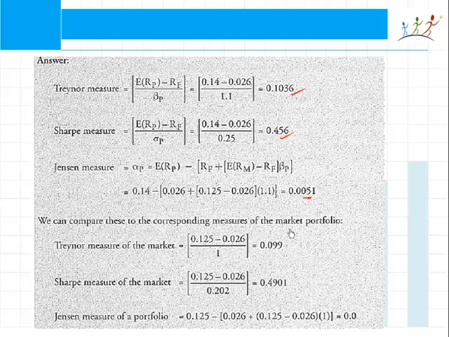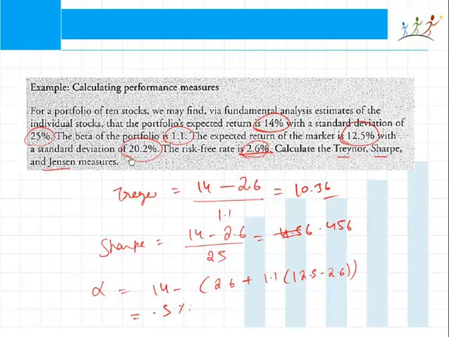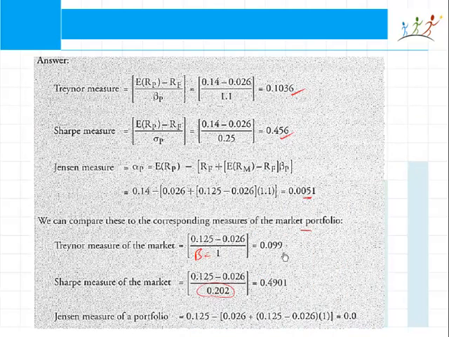Similarly, we can compare the corresponding measures for the market portfolio. Please note the market portfolio has a beta equal to 1, expected return is 12.5, risk-free rate is 2.6. The standard deviation of the market portfolio is also given to be 20.2%. So we can compute the ratios for the market just as we computed for our portfolio. So our portfolio has a higher Treynor ratio than the market, but a lower Sharpe ratio than the market. So probably we have more idiosyncratic risk or stock specific risk. Jensen's alpha for the market is equal to 0.